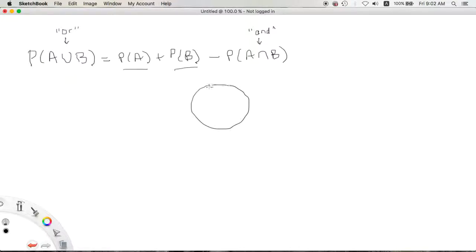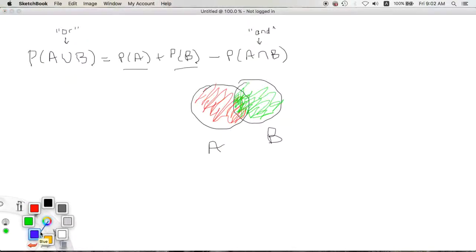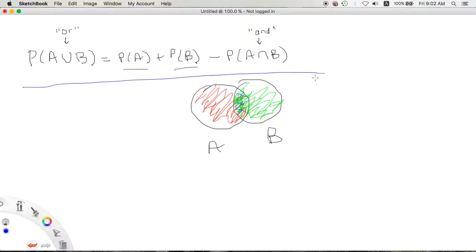If you use a Venn diagram, you can see it this way. If you have A and B, if you take the probability of A, then you're using everything in here. And then you take the probability of B, and you're using everything in here. So you've counted this middle part where they intersect twice, so then you subtract off one time of that so that you don't overlap and use too many. So this is the addition principle of probability.